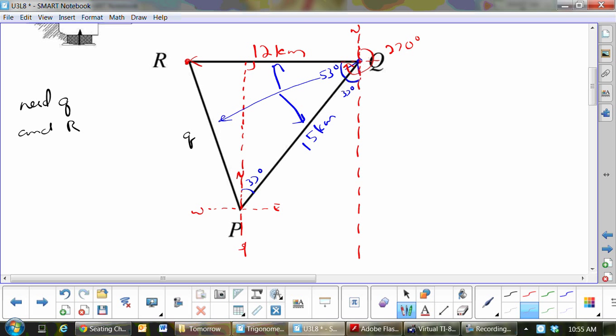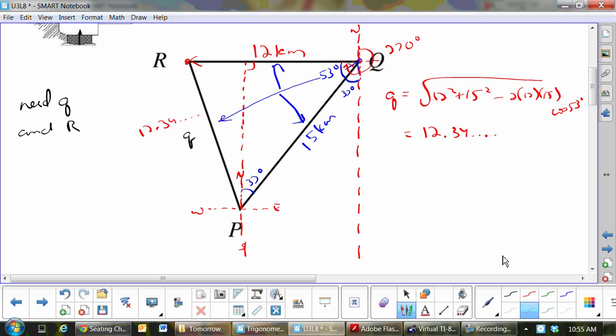So I'm finding angle Q. Angle Q, side Q, I mean. So we got Q equals the square root of 12 squared plus 15 squared minus 2 times 12 times 15 times cos 53. I'm going to assume at this point you know how to put this in your calculator, so I'm just going to give you the answers. 12.34 dot dot dot. That means don't round it until the end.